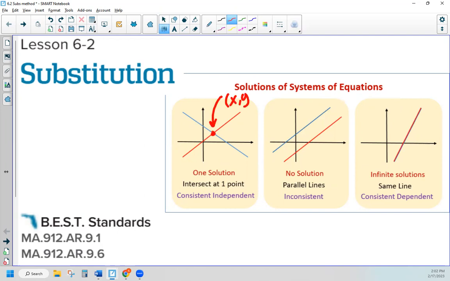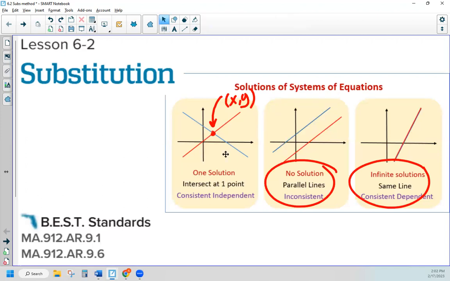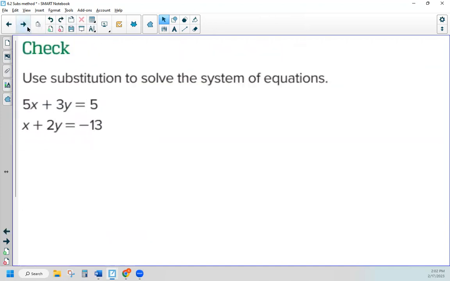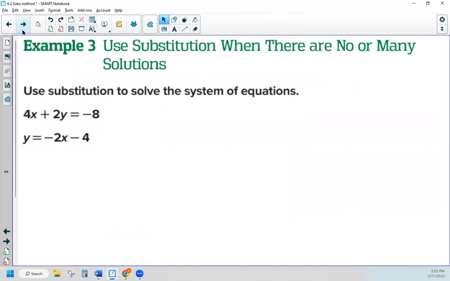In this video, we're going to do two more examples: what it looks like when there's no solution because the lines are parallel, and what it looks like when there are infinite solutions because the lines actually overlap. And remember, parallel lines, meaning no solution, mean that the system is considered inconsistent, while when the lines overlap, we call that system consistent but dependent. All right, so let's go ahead and go. This is actually example number 3.